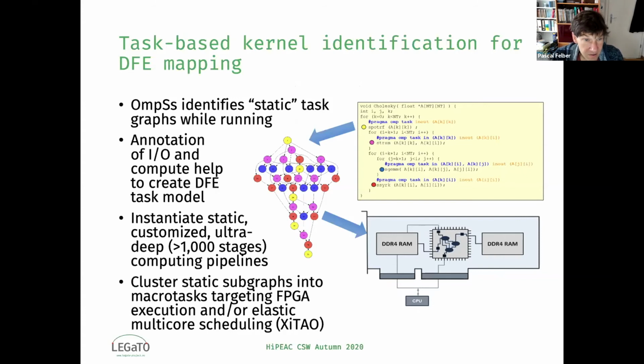In terms of task mapping and task identification, OMS starts from the task graph that is built at runtime, and it will identify static task graphs out of these graphs. It's also exploiting annotations to identify these graphs, and using that, it creates the DFE task model that it can then instantiate within the hardware. It can also provide support for identifying static subgraphs and combining them into macro tasks. For instance, here in green, we see one macro task that has been identified with inputs and outputs, and this can be mapped as one bigger task directly on an FPGA or on HiTao.